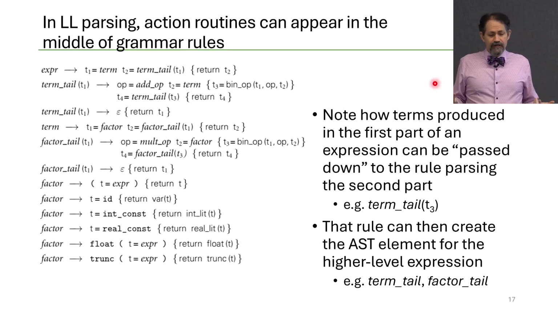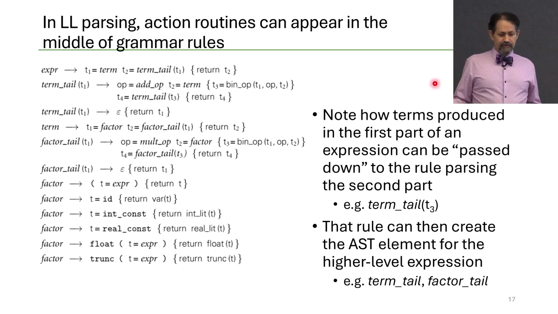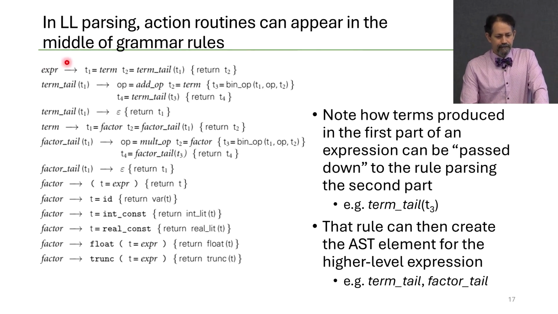And this is actually useful because the limitations of LL parsing mean we can't go strictly bottom up in terms of constructing the parse tree. We have to go top down to some extent too. To see how this works, let's look at the rule for expressions. So an expression in our LL grammar starts with a term, and so we'll build up a term and get the AST for that term, put it into T1. Then we'll have term T2, which will be the term tail, right?